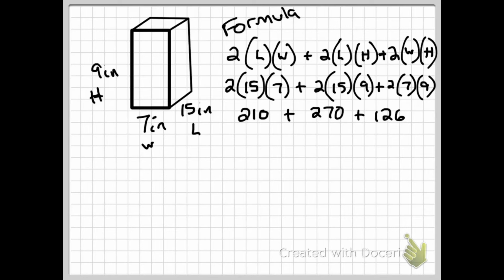All right, so we calculate the two sides. We get 210 for those two, 270 for the other two, and then 126. We take the complete sum of that, which is 606, and that is going to be inches, and we're back to squaring it because it's area once again.